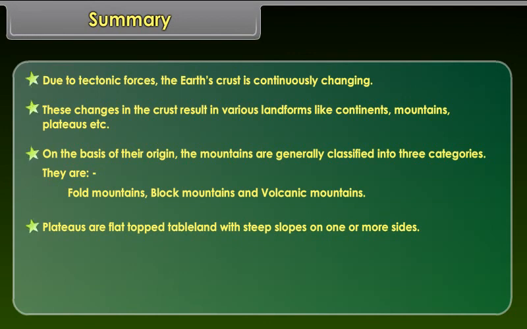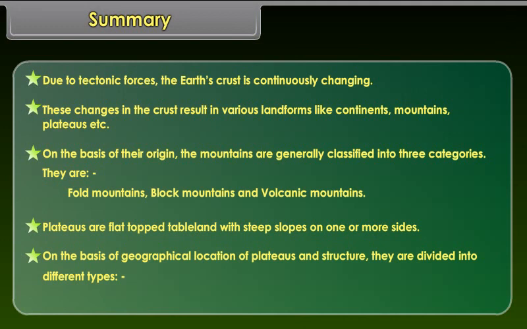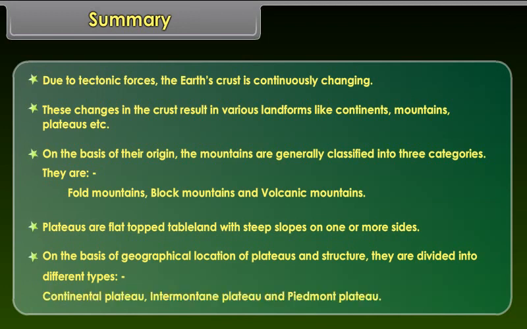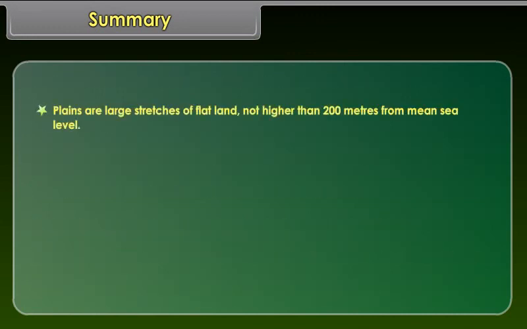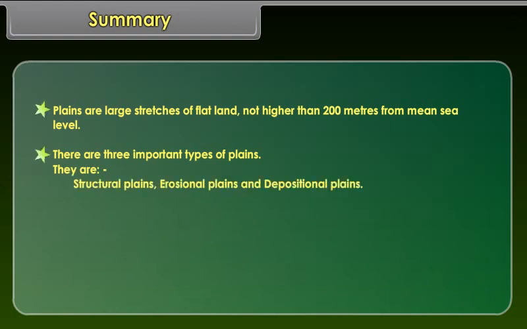On the basis of geographical location of plateaus and structure, they are divided into different types: continental plateau, intermontane plateau, and Piedmont plateau. Plains are large stretches of flat land, not higher than 200 meters from mean sea level. There are three important types of plains. They are structural plains, erosional plains, and depositional plains.